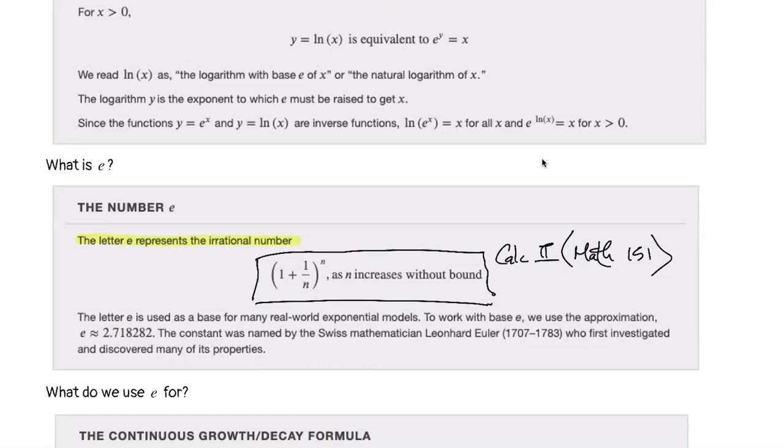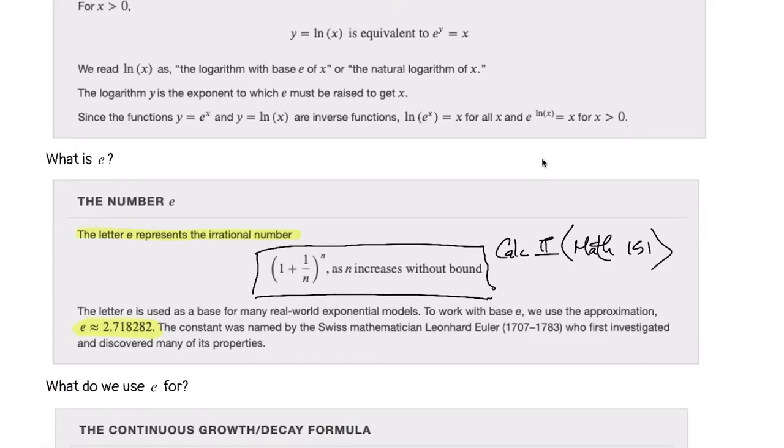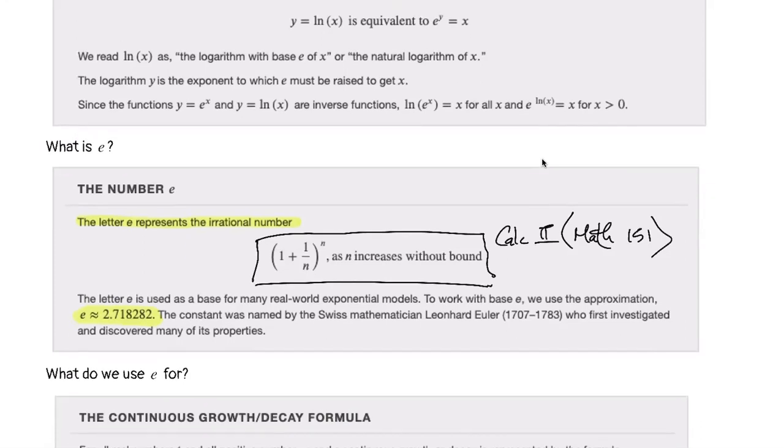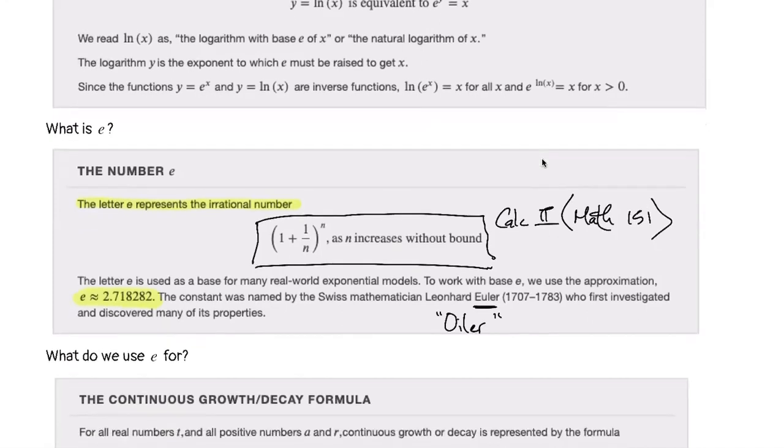Now, just like we know pi equals 3.14159, we can say that e is 2.718282. I think 2.718 is probably enough. This constant was named by Euler, and you do not pronounce that "Yooler," you pronounce it "Oiler," like gas and oil. Euler is the one who named this constant and found out that we could use it for all of these things.